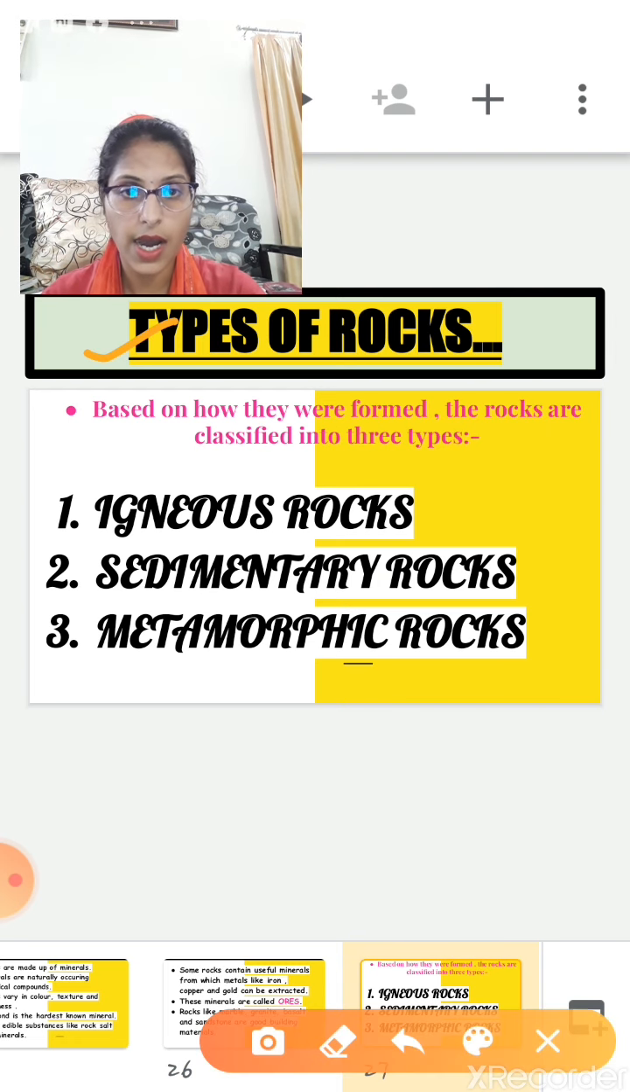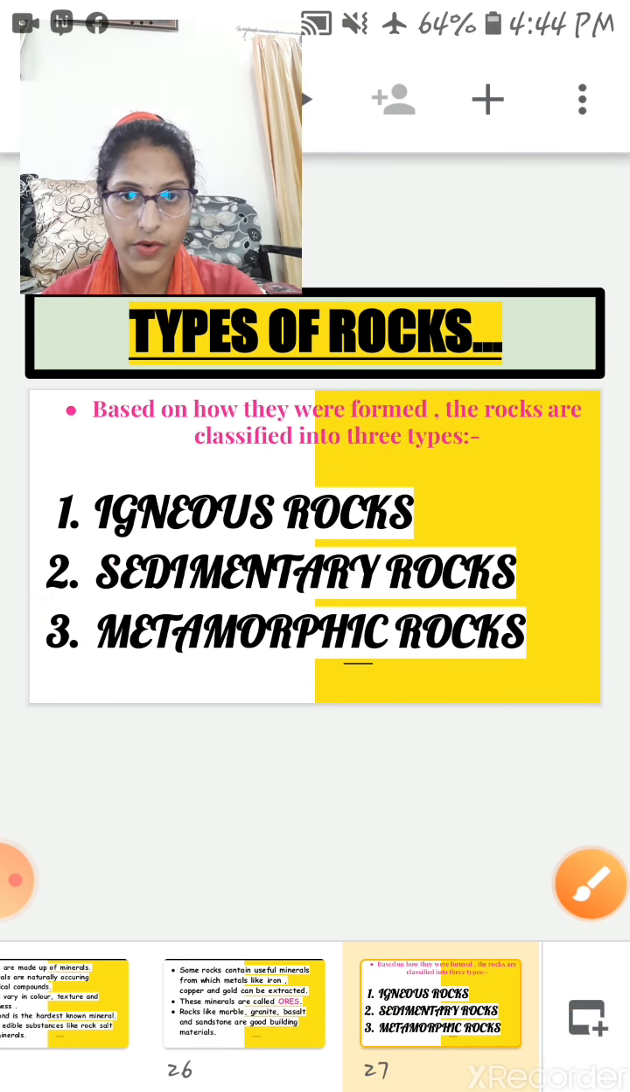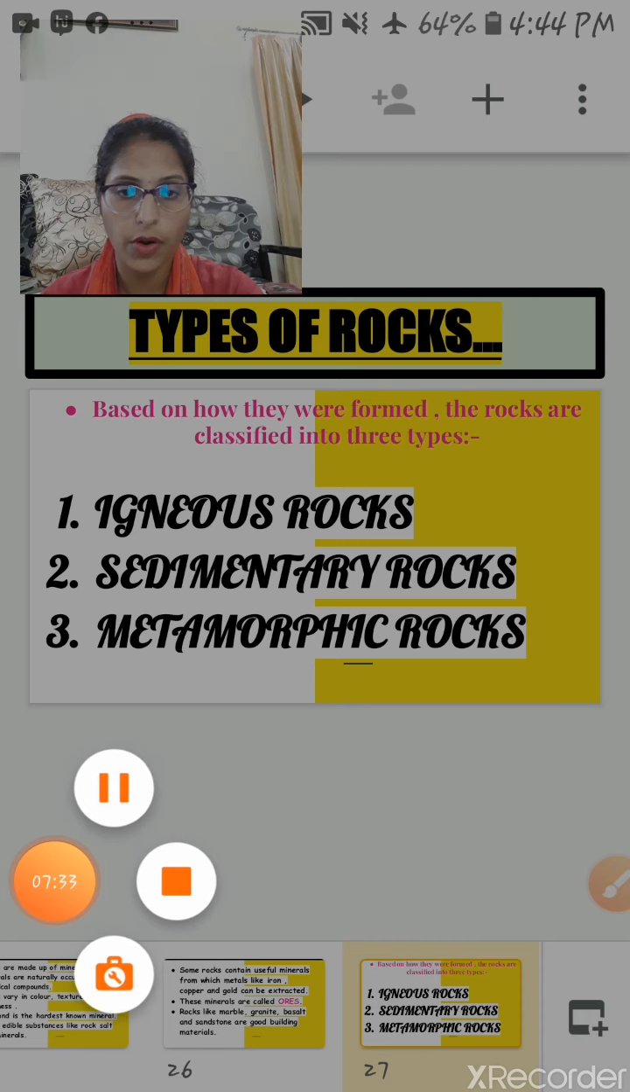Based on how they were formed, the rocks are classified into three types. First one is the igneous rocks. Second one is the sedimentary rocks. And the third one is the metamorphic rocks. Is it clear? How many types? There are three types of rocks. First one is the igneous rock, second one is the sedimentary rock, and the third one is the metamorphic rock.